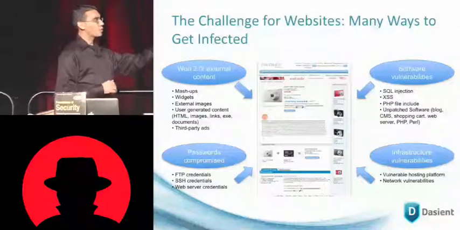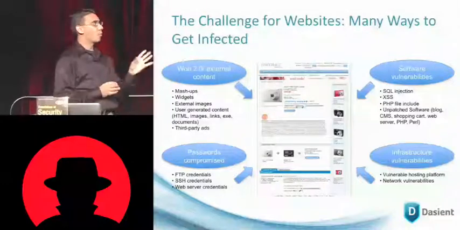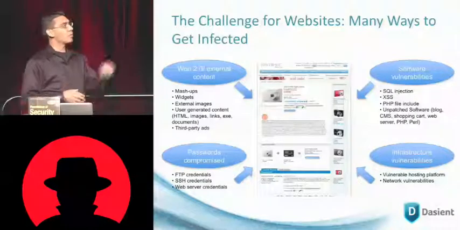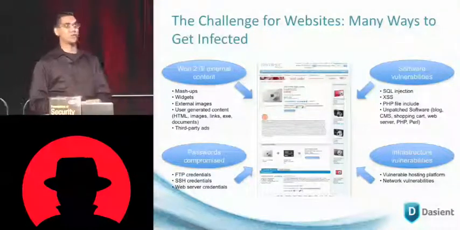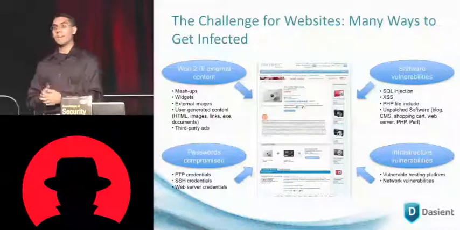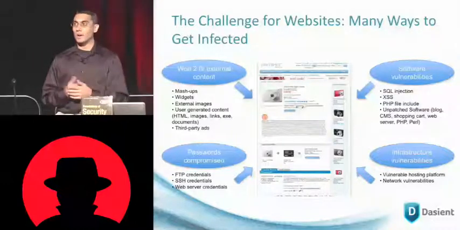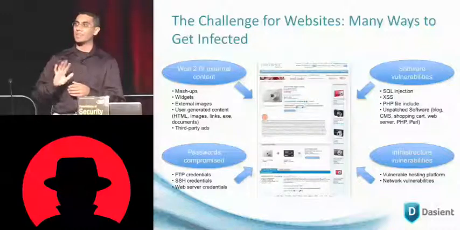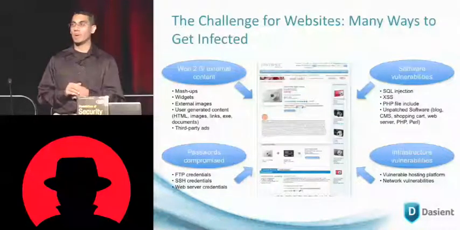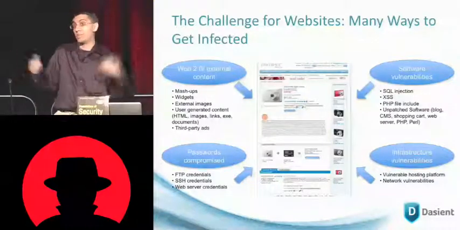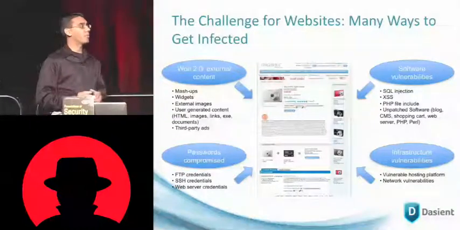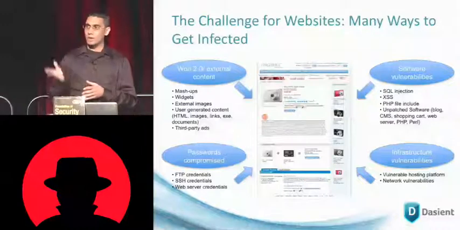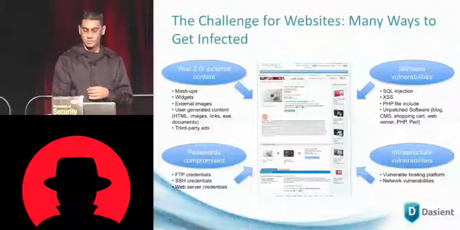So password compromise is another way for websites to get infected with web-based malware. And of course there's traditional infrastructure vulnerabilities. If you're on a hosting platform and that hosting platform has a web server or an operating system that it's running, and there's, say, a network layer compromise or an OS level compromise, then the bad guy can of course do whatever they want. So that's yet another manner in which websites can be leveraged to become malware distribution vehicles.